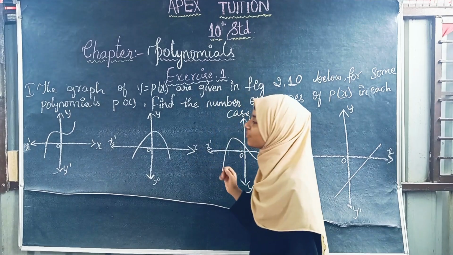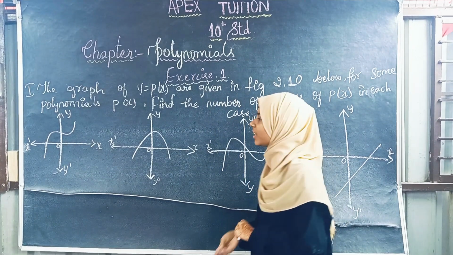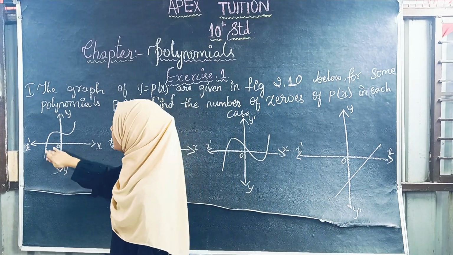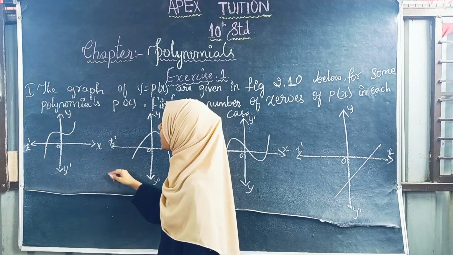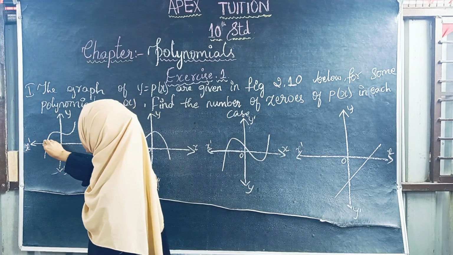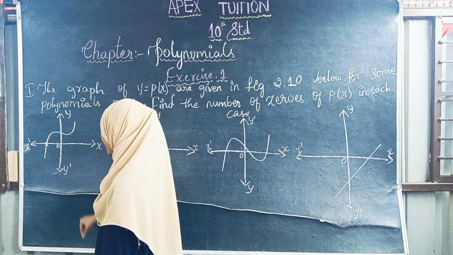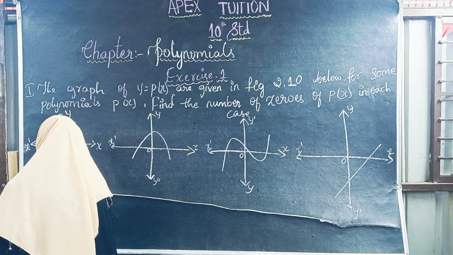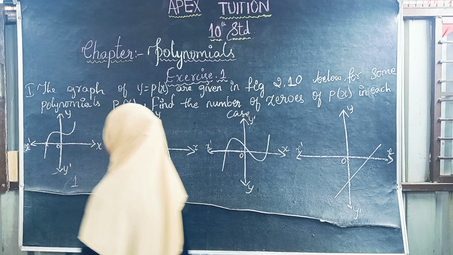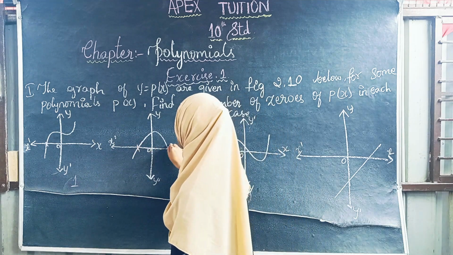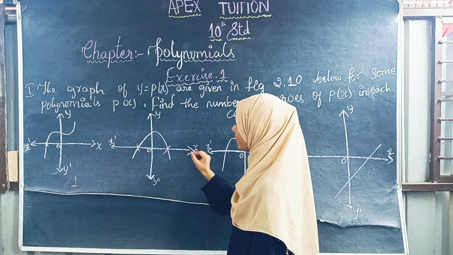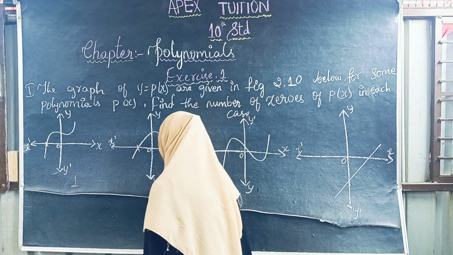In the first exercise we are going to learn about the number of zeros. In the first figure, the line which intersects the x-axis, that is known as the number of zeros. Let me see. In the first figure, the line is intersecting at only one point. Then we can say the number of zeros is only 1. In the next figure, the line is intersecting the x-axis at two points. Then we can say the number of zeros is 2 here.